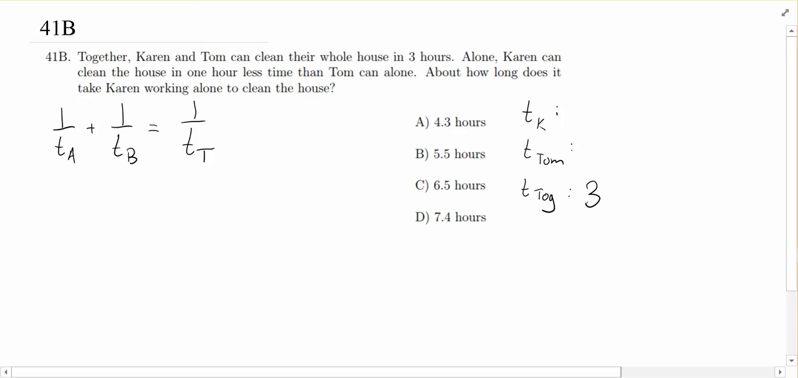Now, if you're following along, don't write down what I'm about to write down, because this is where things get a little bit tricky. It says Karen can clean the house in 1 hour less time than it takes Tom alone. What's tempting to do here is to say it's x minus 1 for Karen and x for Tom, if we were just literally translating what's there on the paper. Here's the problem with translating it in this way early on in the problem.